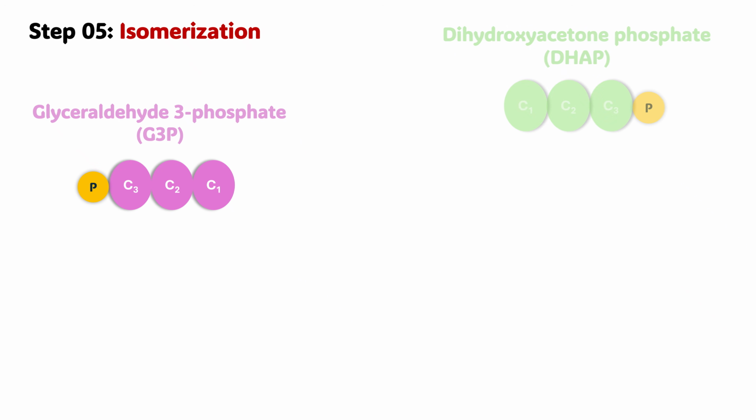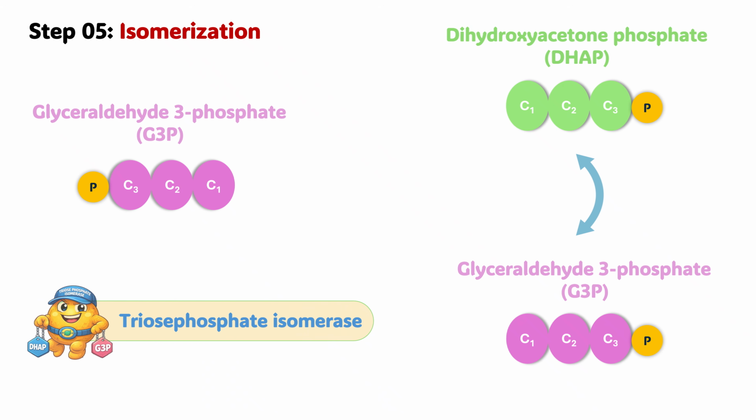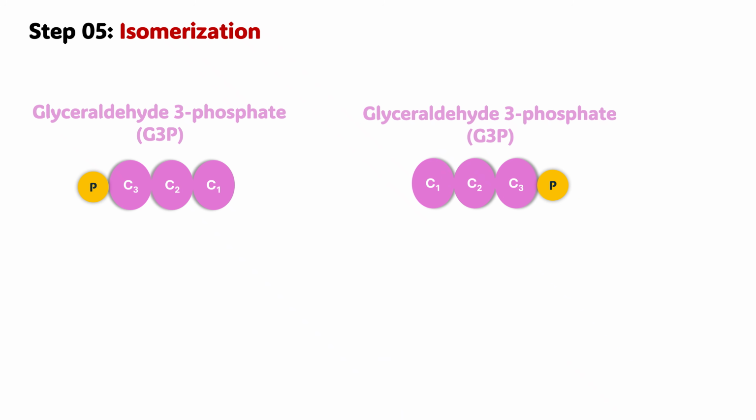Next, dihydroxyacetone phosphate is reversibly isomerized into glyceraldehyde 3-phosphate by the enzyme triose phosphate isomerase. Although the reaction is reversible, glyceraldehyde 3-phosphate is continuously used in subsequent steps, driving the reaction in that direction. This step completes the first phase of glycolysis, resulting in 2 glyceraldehyde 3-phosphate molecules.